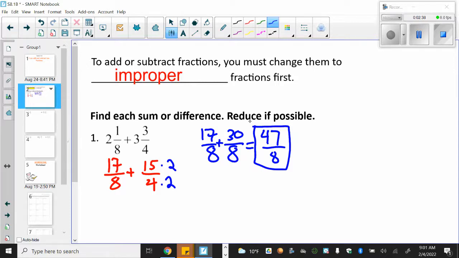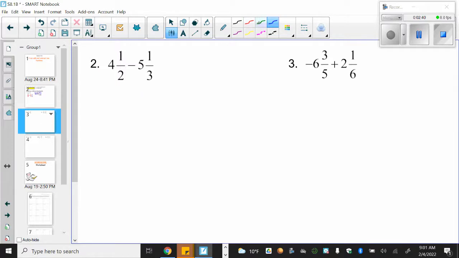Alright, let's try the next page. So, look, they're improper again, so let's make new ones. 2 times 4 is 8, plus 1 is 9, 9 halves. 3 times 5, oh, minus sign. 3 times 5 is 15, and 1 is 16 thirds. Do the bottom numbers match? No. Can I turn 2 into 3? No. We're going to have to find a new one.